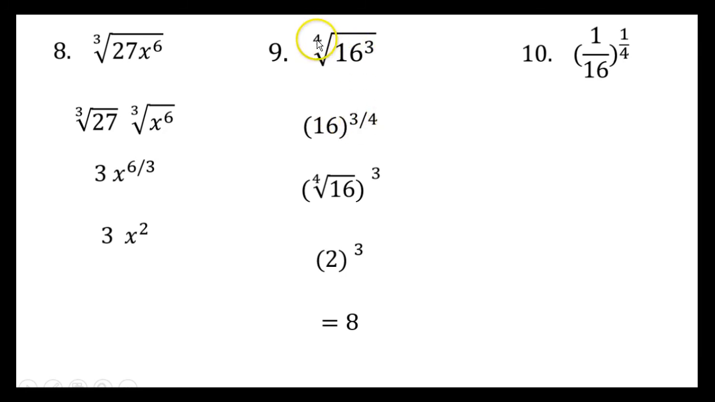Okay? You just have to remember that this number goes in the denominator. We call this a rational exponent. We're making a fraction exponent, basically. We put the 3 in the numerator and the 4 in the denominator.